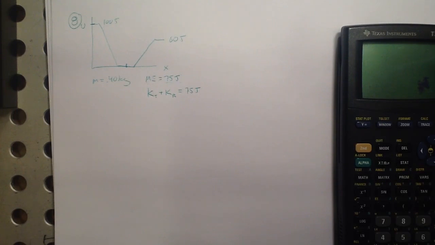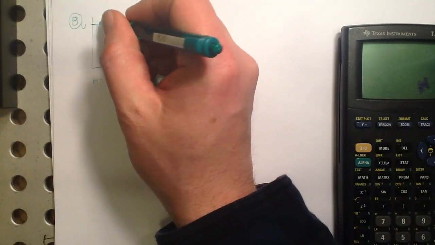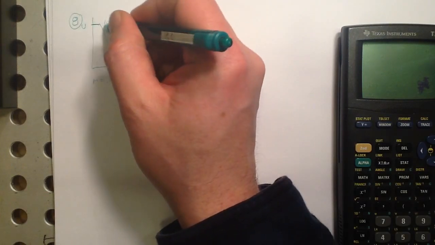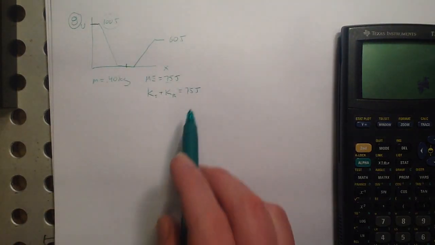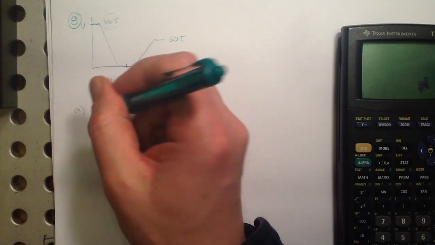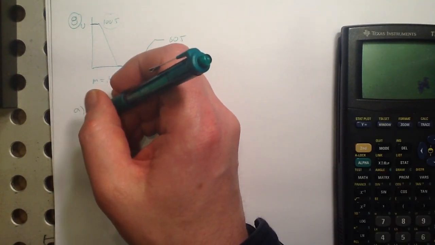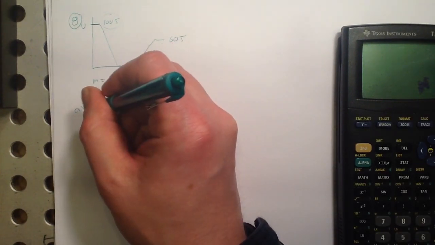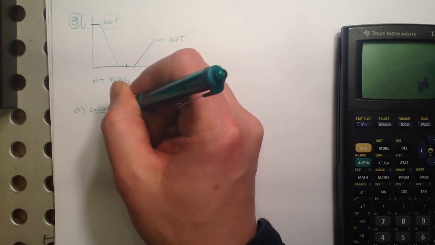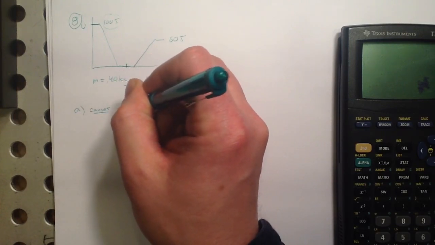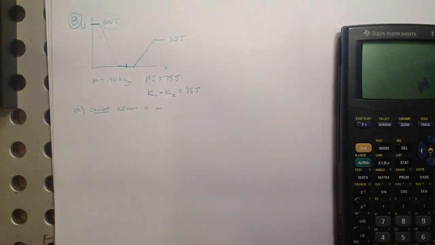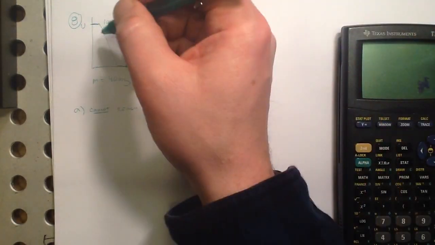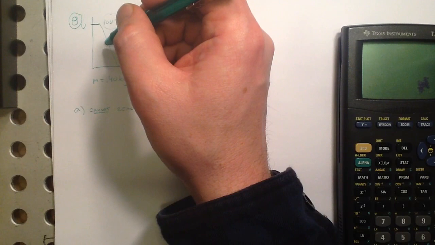If the ball can reach 0 meters, what is its speed there? And if it cannot, what is its turning point? So to get all the way back to 0 meters, one would have to have at least 100 joules of total energy to get there, and it does not. So it cannot reach 0 meters. So what's the turning point? Well, the turning point is wherever it's equal to 75 here.